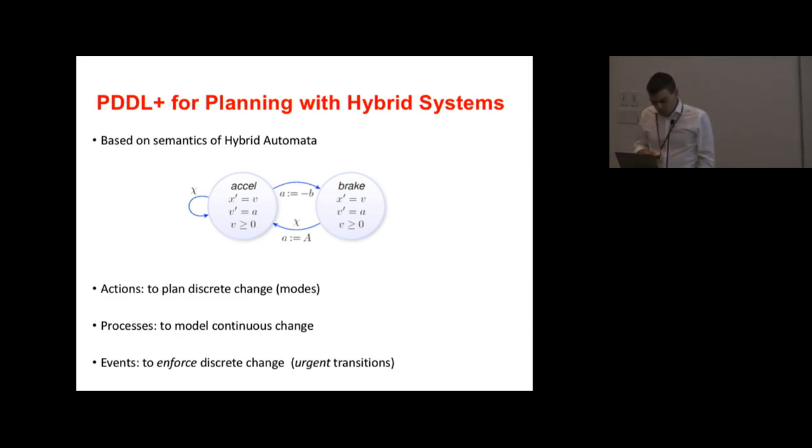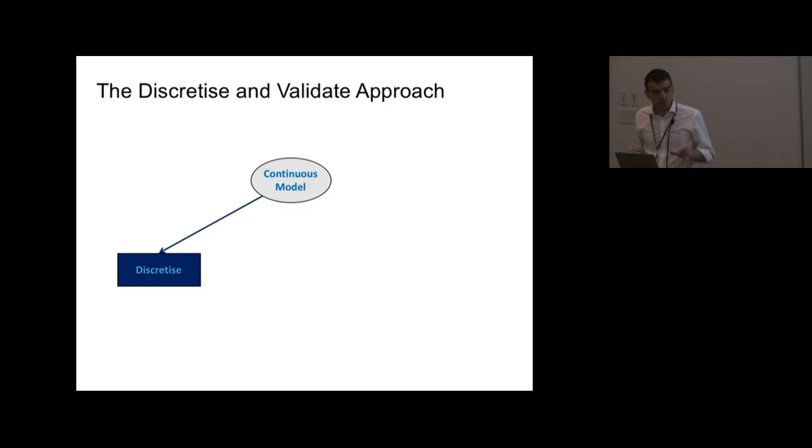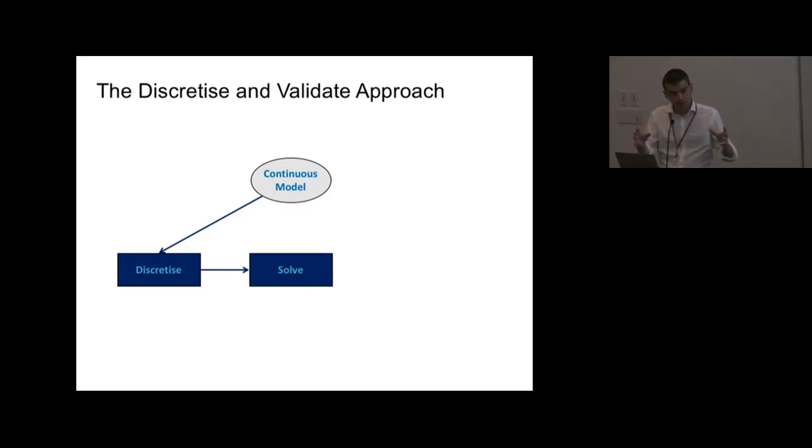Now, one way to approach hybrid systems, where the continuous dynamics is an issue, of course, is challenging, is to use what is called the discretize and validate approach. The idea here is that we start with a continuous model, with the continuous differential equations. We discretize the continuous model. We'll see in a bit how we discretize. And then we solve the discretized model. And this is where the model checking technique is used to do the reachability analysis in this discretized setting.